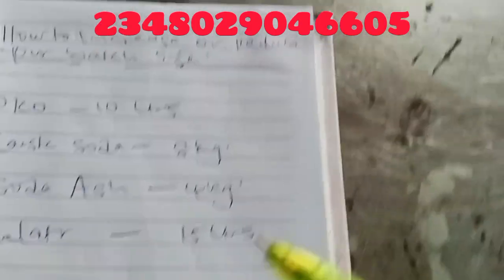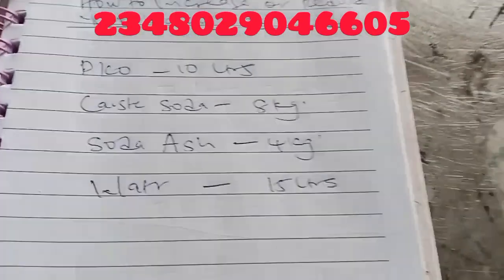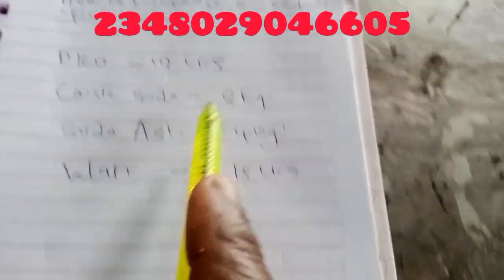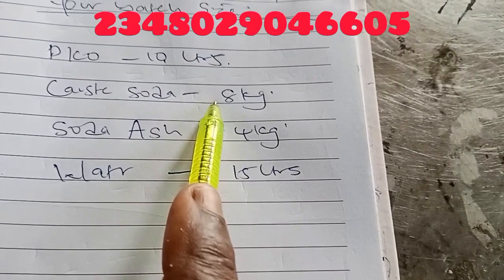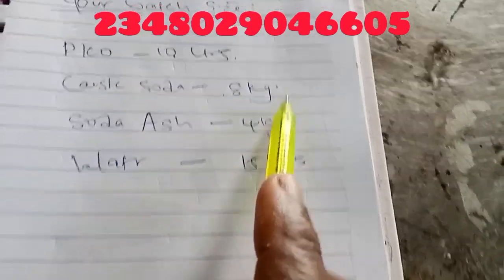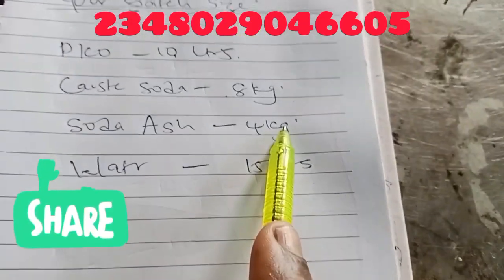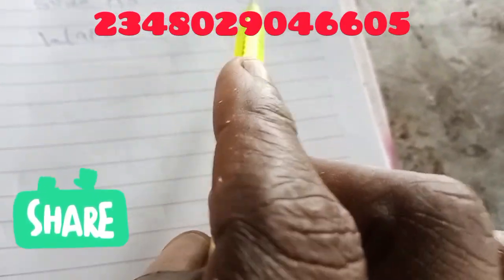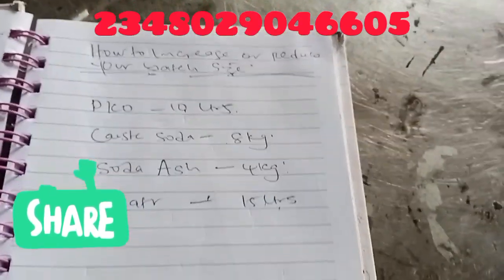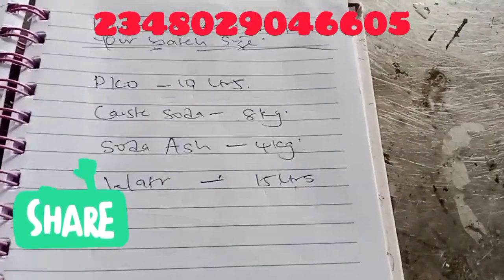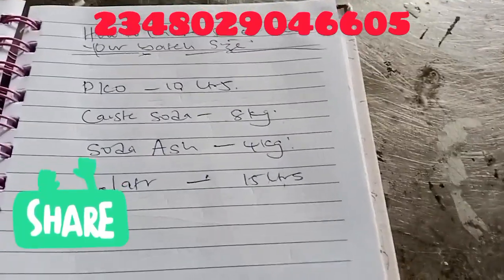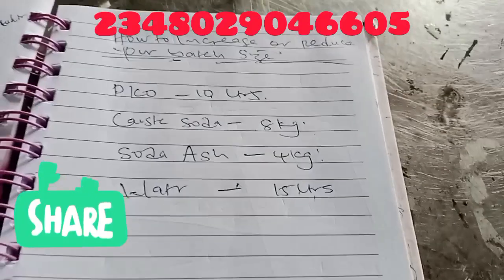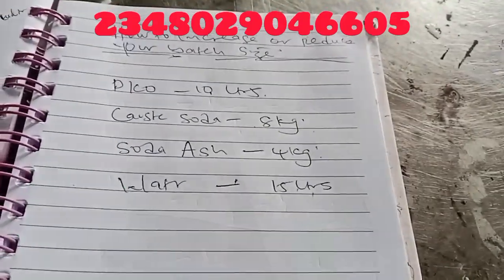You see what happened? We put what we learned into practice. Because PKO is liquid, we use liters. Because caustic soda is solid, is crystal, we use kg. Because soda ash is solid, we use kg. Because water is liquid, we use liter. So liter measures volume, which is liquid most times. Then kgs measure weight.